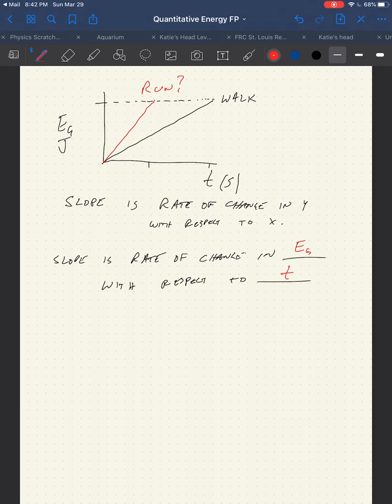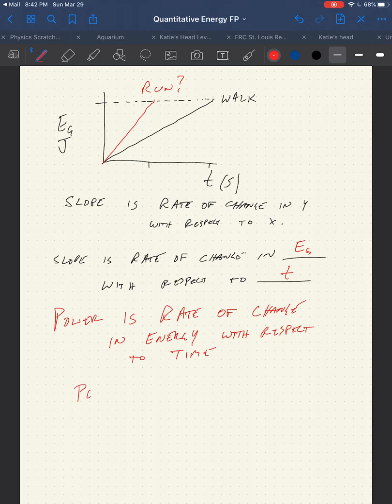And that is the definition of power. Okay? So the big thing that you have to understand, power, is the rate of change in energy with respect to time. Or, how do you find power? You find the slope of the graph of energy versus time. Power is the slope of an energy versus time graph.